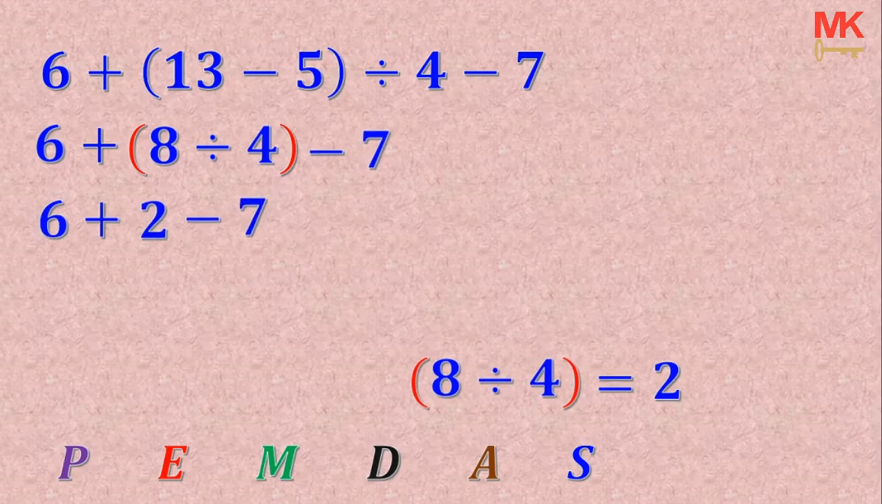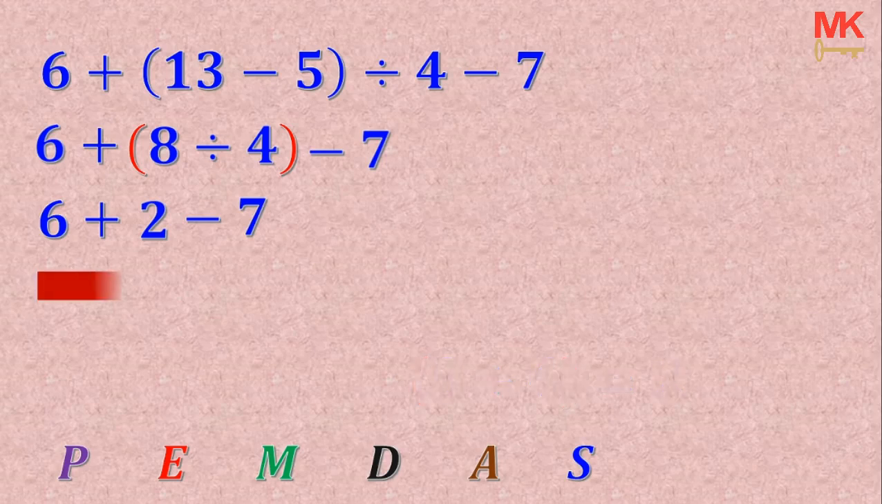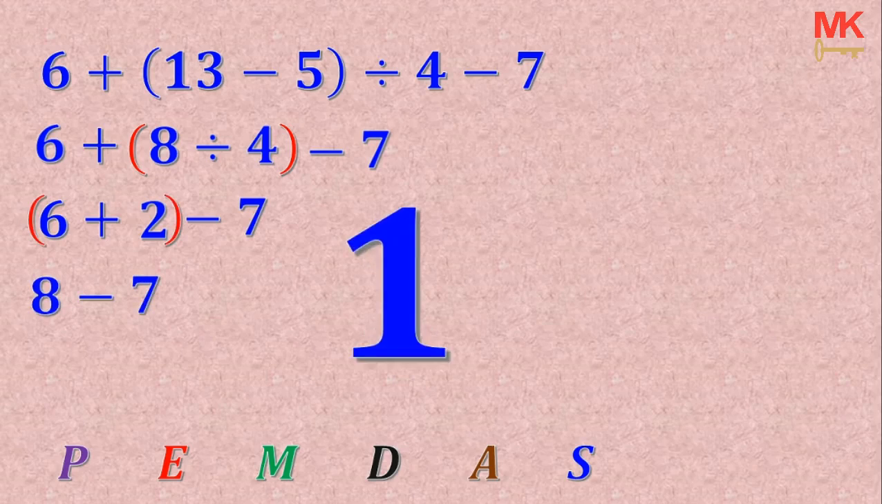Now, this is another expression. 6 plus 2 minus 7. Remember that this must be done from the left to the right. Okay? Now, by implication, we're going to do 6 and the 2 together, and we'll have our 8, then minus 7. And in the end, everything gives us 1. This is how easy it is.